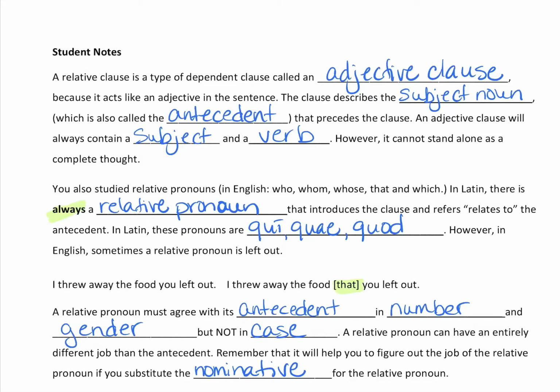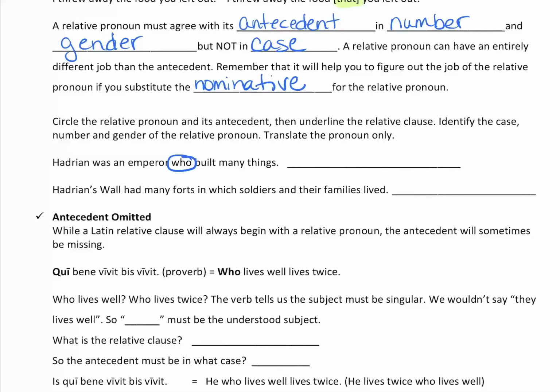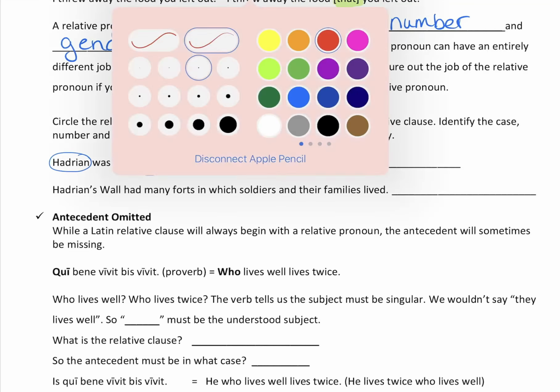antecedent always describes the subject noun. So here you have two choices. You can either say it was Hadrian, or you can say emperor. Either one of them will be the antecedent because this is a to be verb. So basically emperor renames Hadrian. Either one of those would be correct.